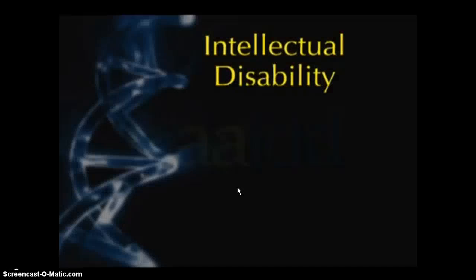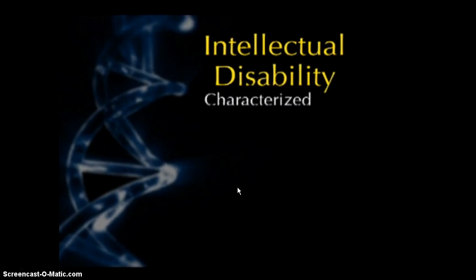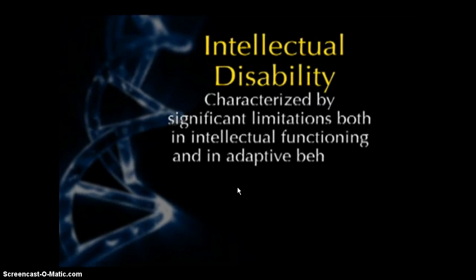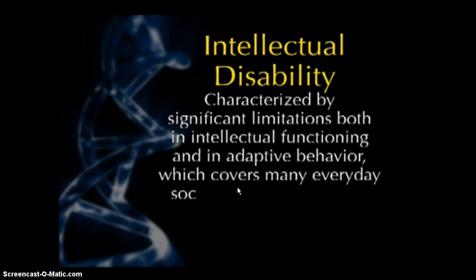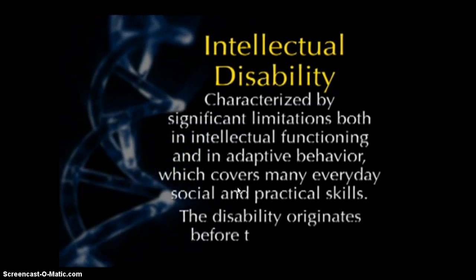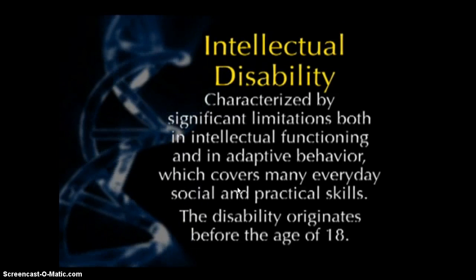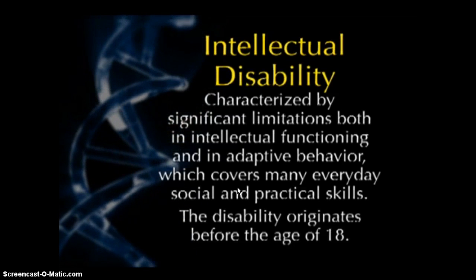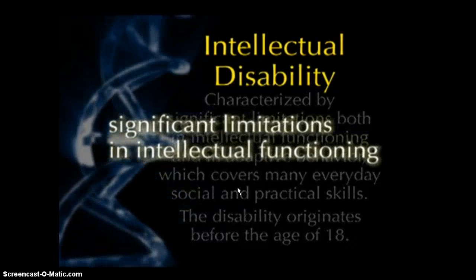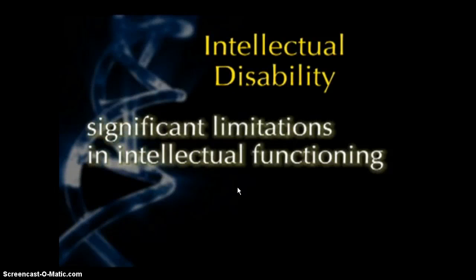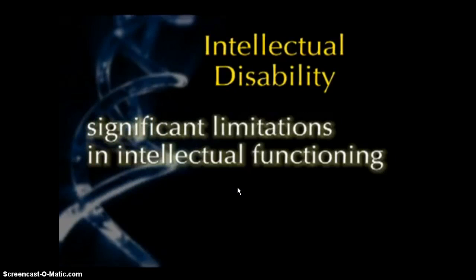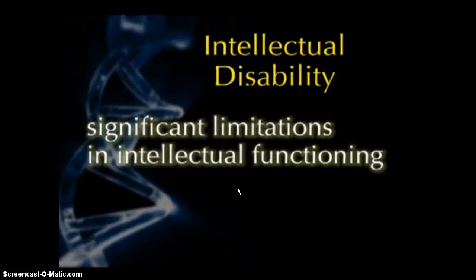AAIDD says that an intellectual disability is characterized by significant limitations both in intellectual functioning and in adaptive behavior, which covers many everyday social and practical skills. The disability originates before the age of 18. To understand the definition, let's take a few minutes to break it down. First, significant limitations in intellectual functioning. That simply means intelligence or general mental capacity for things like problem solving, the ability to reason and understand.